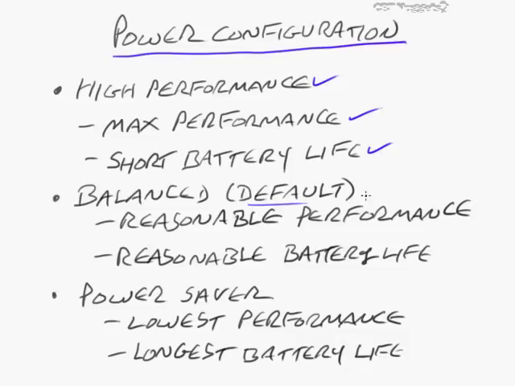There's the balanced configuration. This is the default setting that you'll have out of the box. You get some reasonable performance out of this, but you'll also get somewhat reasonable battery life. So extended battery life, but not quite as high performing as the high performance one. This one might actually be okay if you're not doing anything that's too intensive anyway.